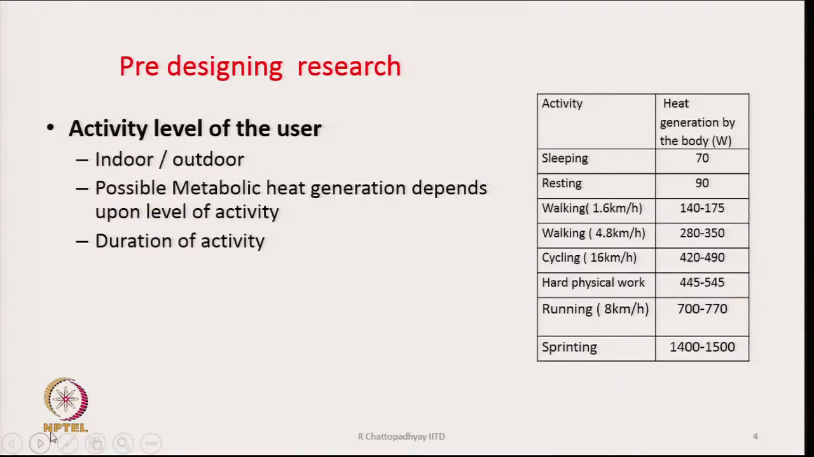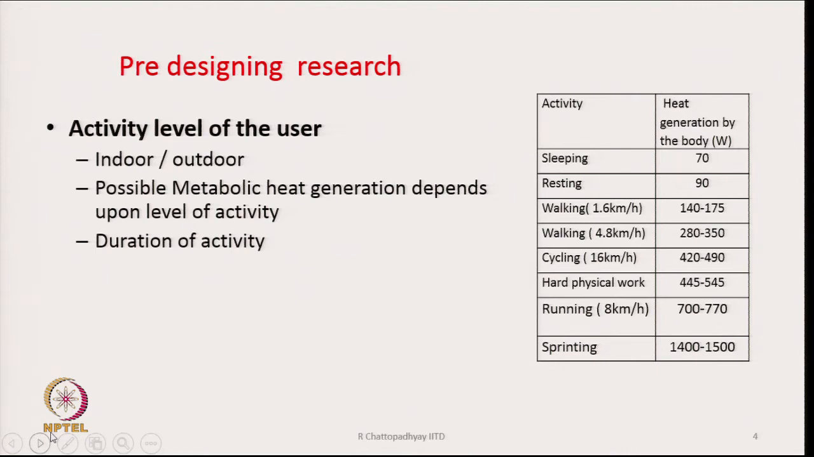And here on the right hand side we see a table which gives you some idea about the different types of activity and the heat that is generated because of these activities. Even in sleeping, our body generates 70 watt of heat. Resting, it is 90 watt. If we walk slowly, 140 to 175 watt. Brisk walking, 4.8 kilometer per hour, we generate 280 to 350 watt.